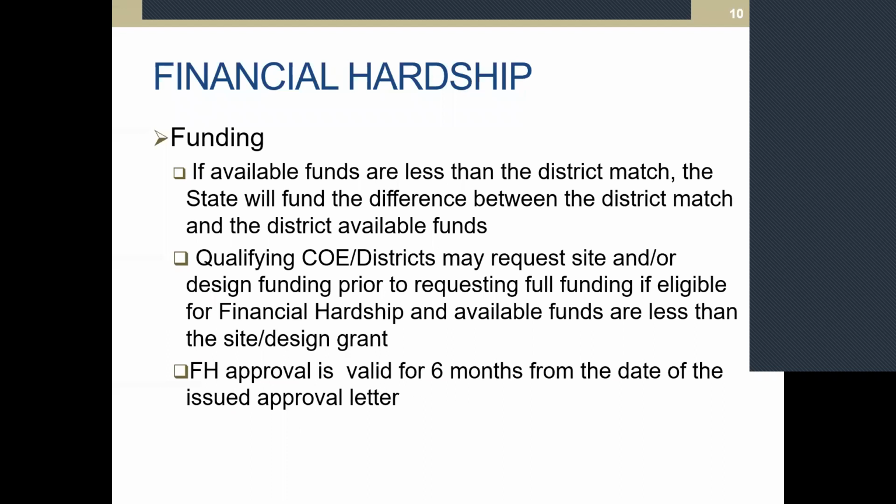Okay, so if we determine that the available funds are less than the district match on the projects that they are coming in for, basically the state will fund the difference between the district match and the amount of funding that we found available. So if you have a $10 million project, the district share, or their match requirement, was going to be $5 million, and the district had $200,000 available, then they'd qualify for the $4.8 million in financial hardship assistance, and then they would contribute the $200,000 that we found available in the review, and that's in addition to the other $5 million from the state share.